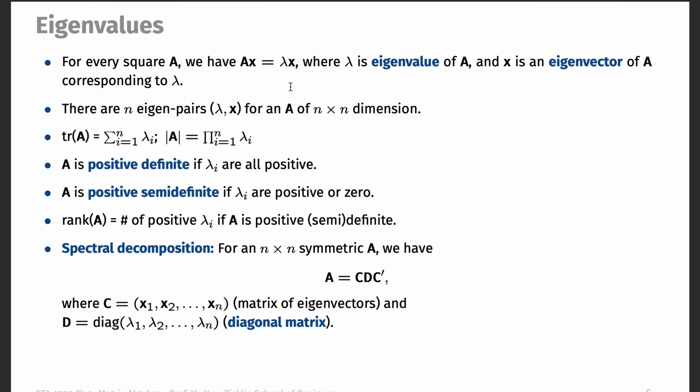Okay, so you have Ax, and then you get lambda x. So the transformation of x is not exactly x, but it's still pointing in the same direction because lambda is a scalar. In that case, we say lambda is an eigenvalue and x is an eigenvector corresponding to lambda.